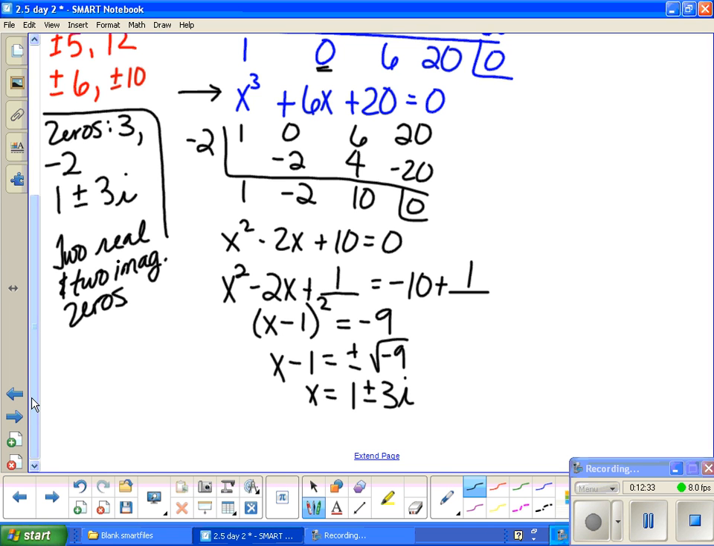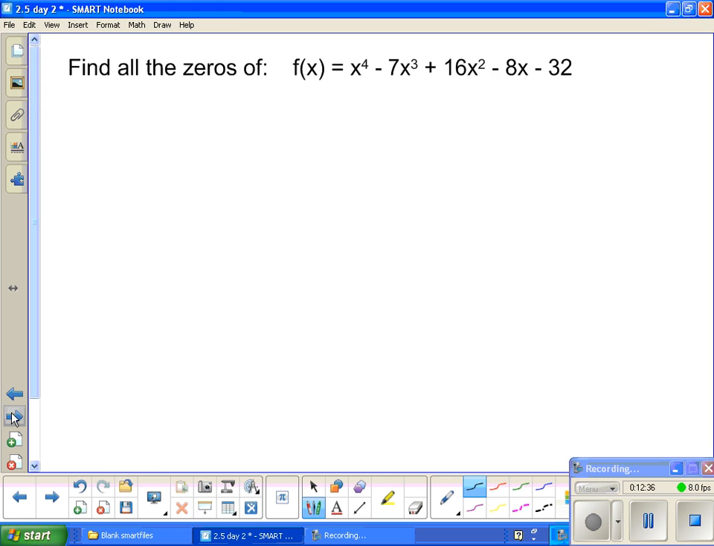Let's do one more. Find all the zeros of. Again, it's not a factor by grouping. I can't use my quadratic form. All those things would start out easy, so let me list my possibles. Because my Q term is 1, I just have to list the possible zeros. I just have to list the factors of 32. And I believe that would be it.